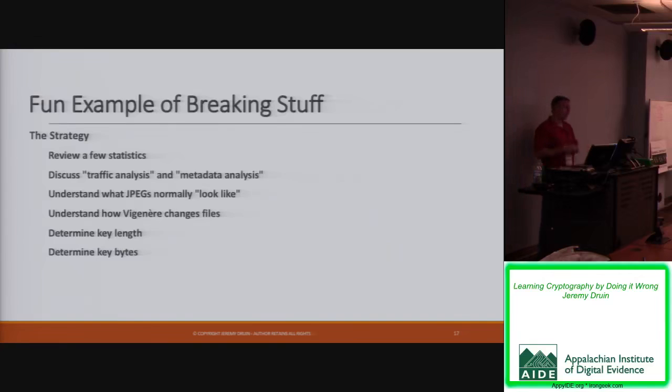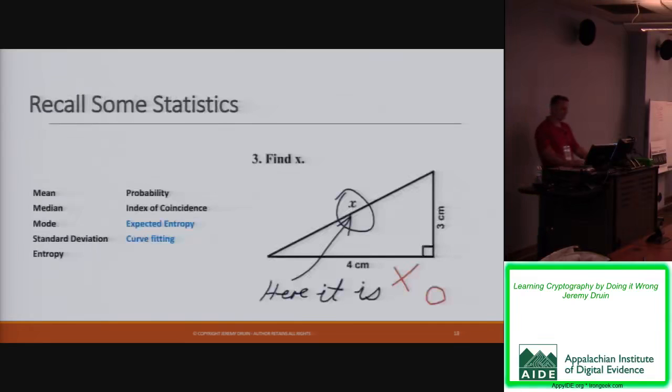Also, we're going to look at what JPEGs normally look like, look at how Visionaire changes JPEGs. Then we'll have to go about the business of figuring out what the key length is. You'll see why later. And finally, we'll try to recover the key bytes.